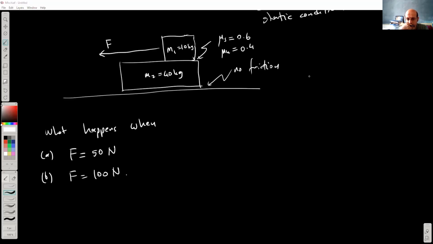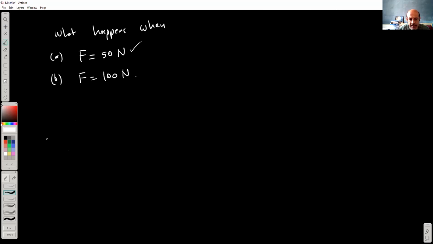and start solving this problem. Okay, so there are these two situations. I'll start with the first one in here. So I'm going to start with part A. So in any case, let me quickly draw this. No friction on here, so as a result, it can slide easily.